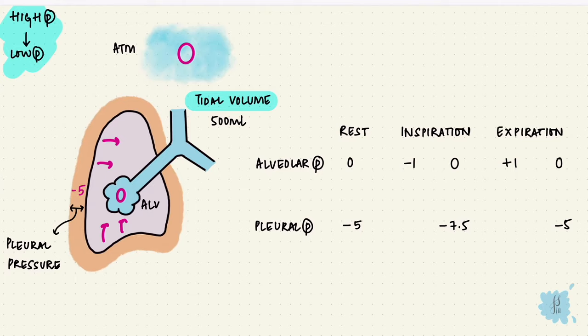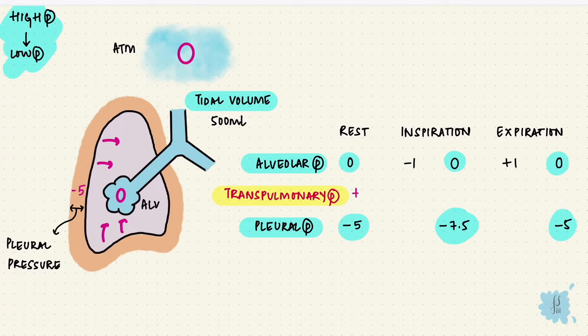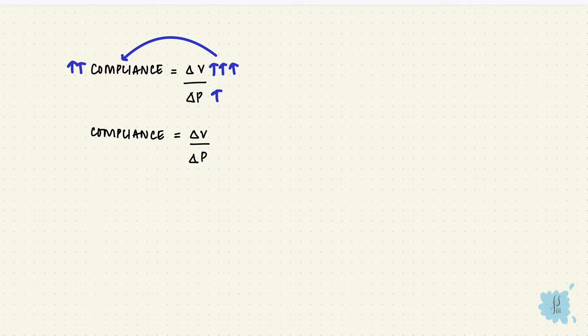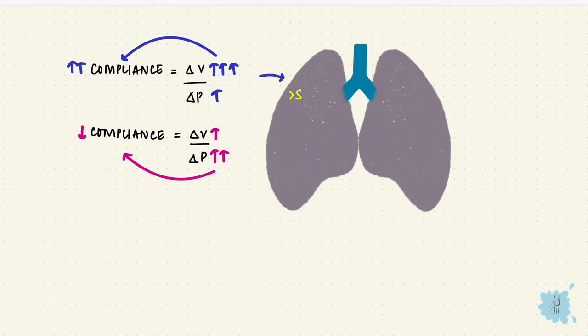Now the difference between these two pressures is the pressure across the organ, which in this case is the lungs. So it's the transpulmonary pressure. That's alveolar minus pleural pressure. It goes from plus 5 to plus 7.5 and back to plus 5. Compliance is the change in volume over the change in pressure. So if there's a large change in volume for a small change in pressure, it means it's highly compliant. Versus if a smaller volume needs a higher pressure, that means it's low compliance. So high compliance means the lungs can stretch easier for smaller pressure changes.